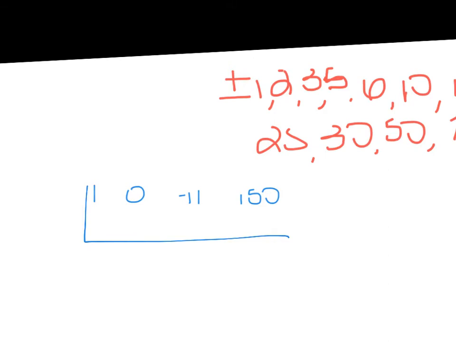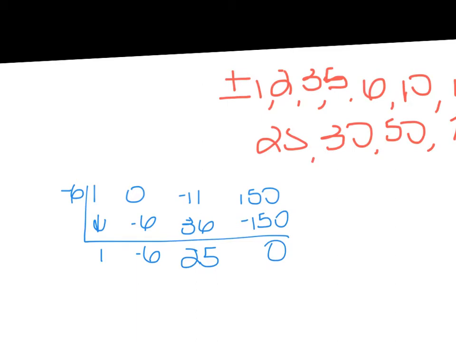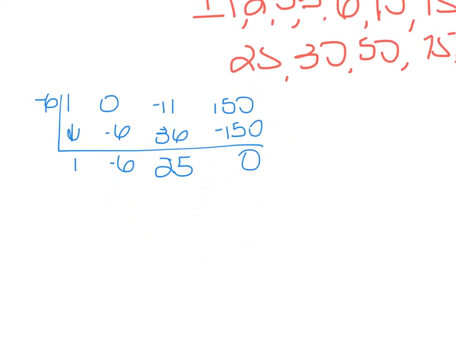So what's one you found? -6. So I do 1, -6, -6, 36, 25, and then -150. All right, so I've just reduced it a degree. This is now quadratic. Okay, is that factorable? Are there factors of 25 that sum to -6? No, which means quadratic formula.